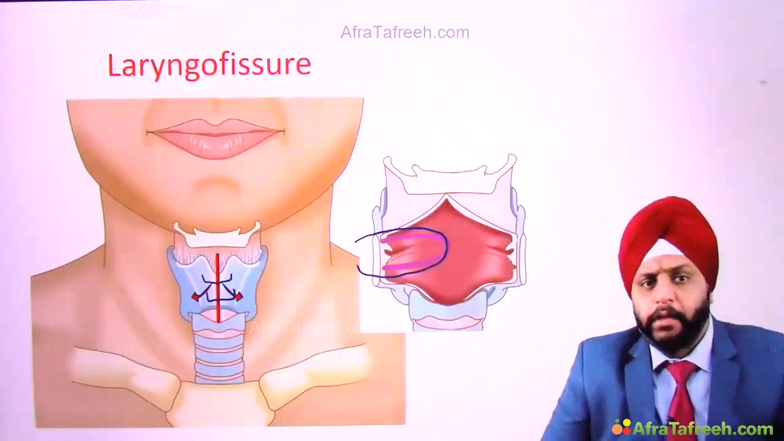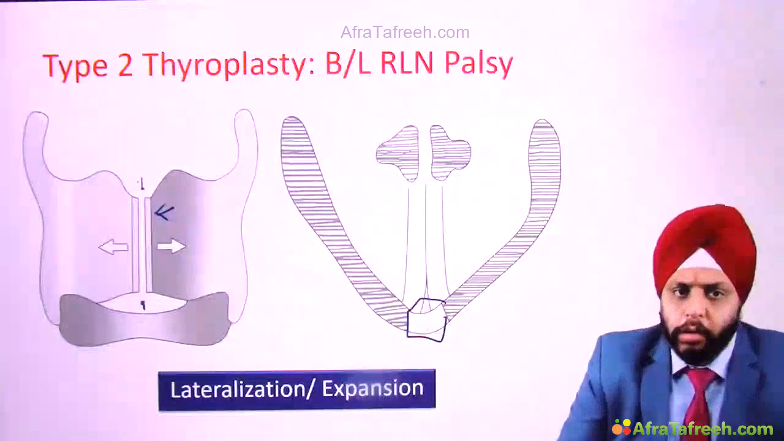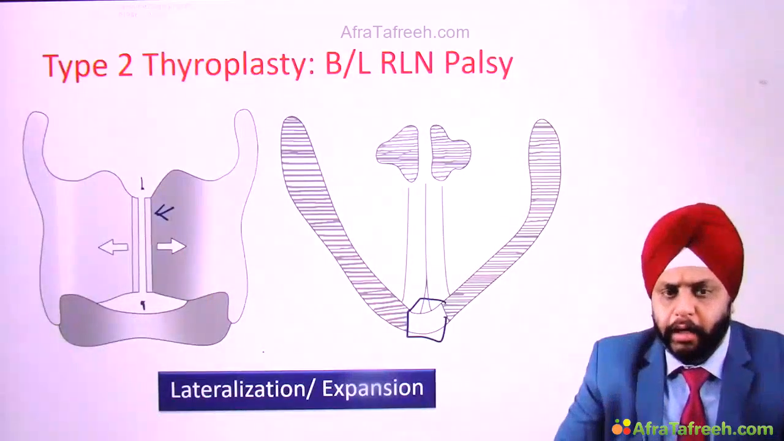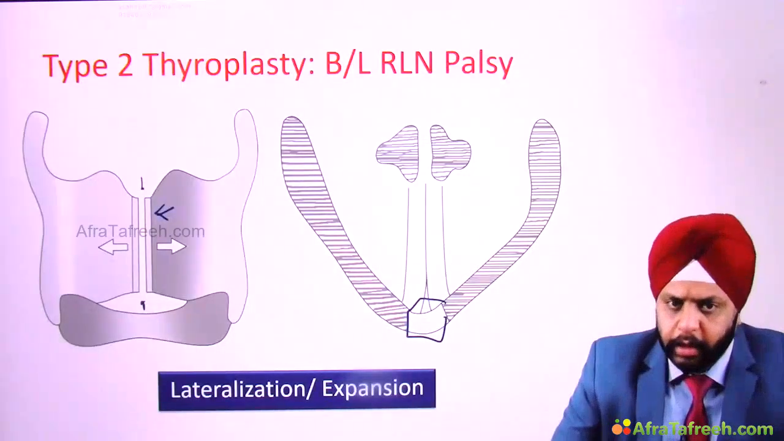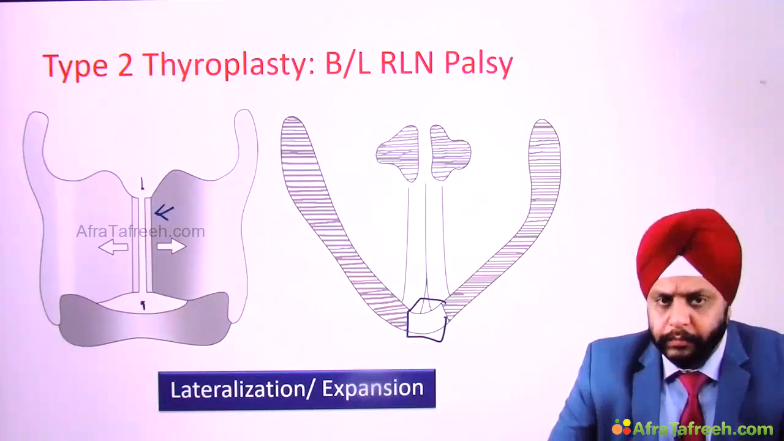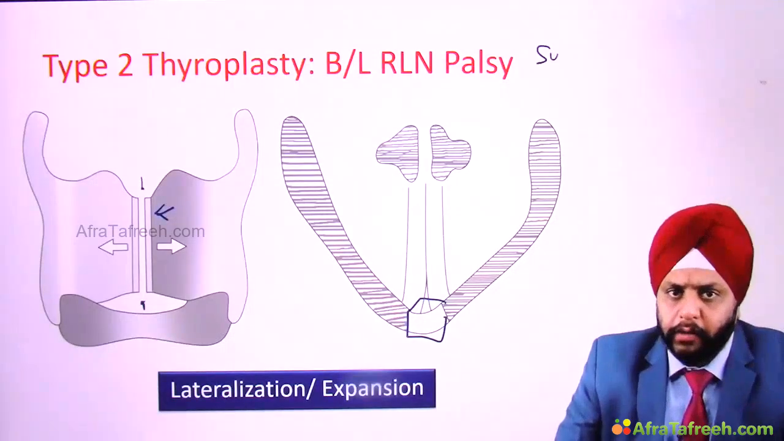Type 2 thyroplasty over here, however, means that we cut the thyroid cartilage. We don't open it much. We just cut the thyroid cartilage and we put a block over here to lateralize it. Right? Okay. So that is one way of doing type 2 thyroplasty. Okay. Other people also do a suture lateralization.